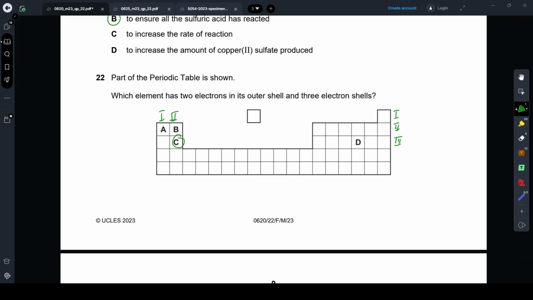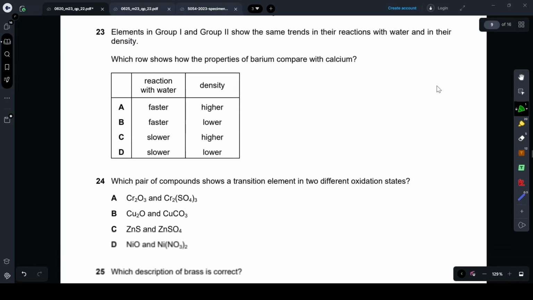Okay. All right, so don't forget that hydrogen and helium are in the first period with one outermost shell or one electron shell. Okay.